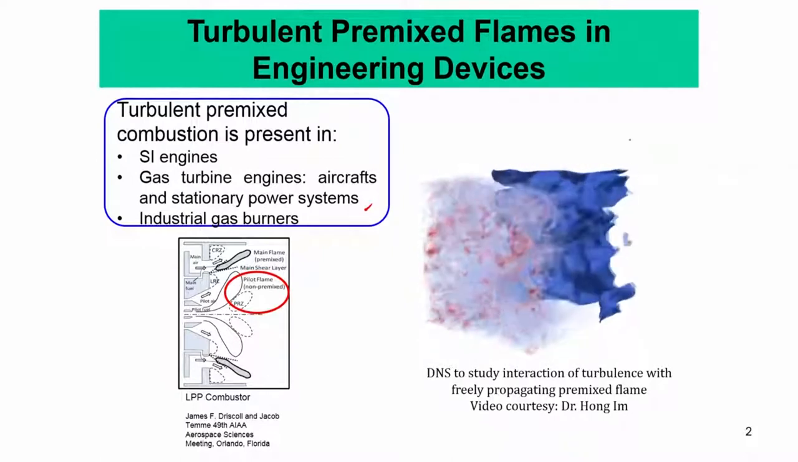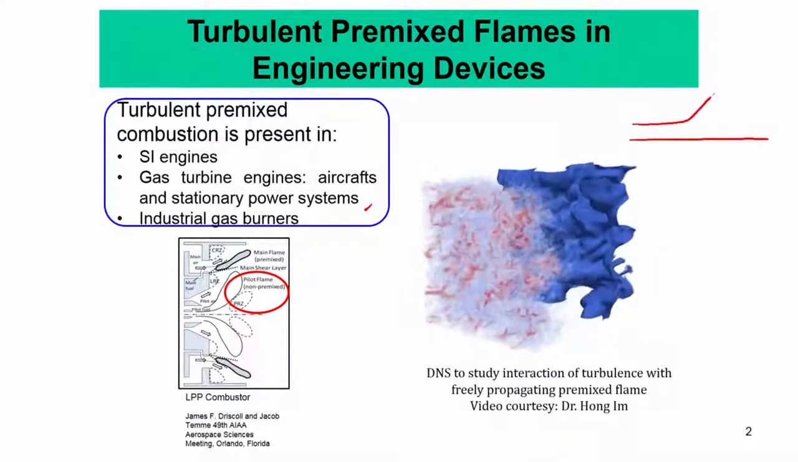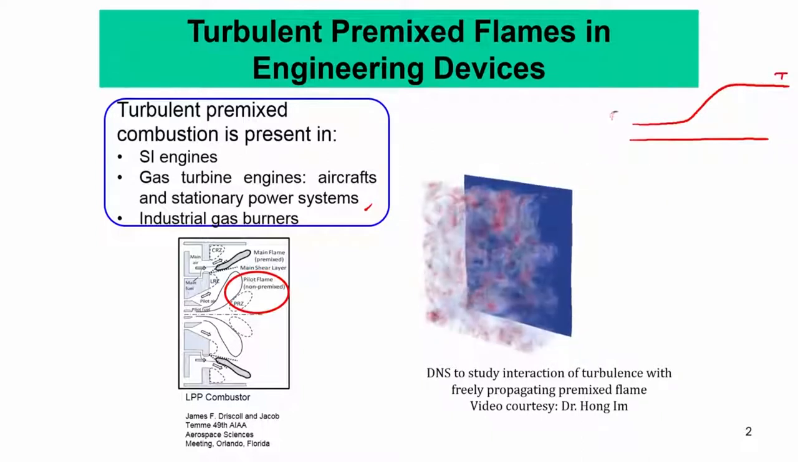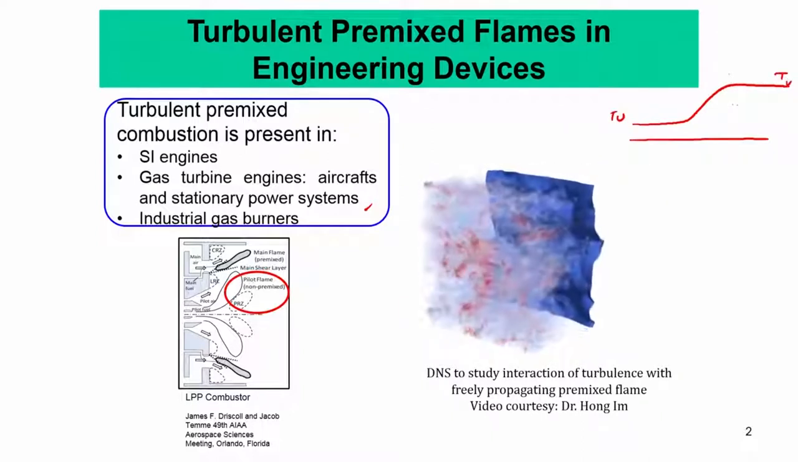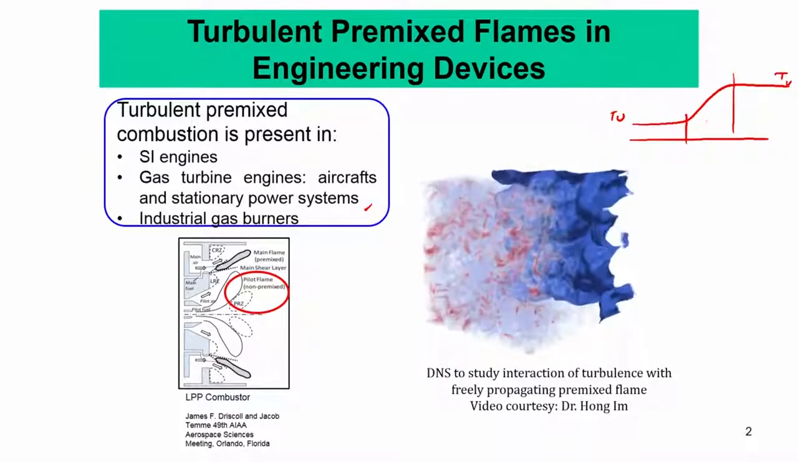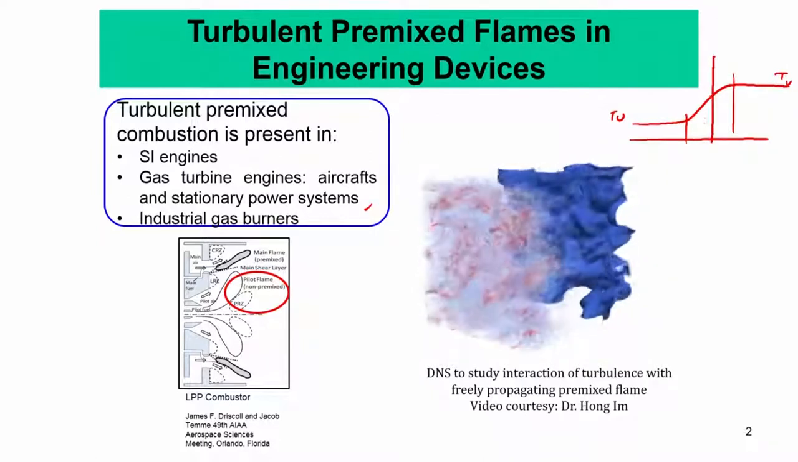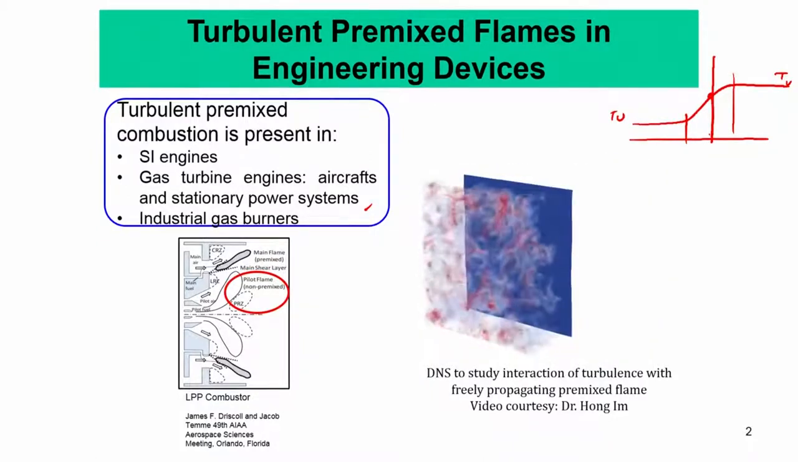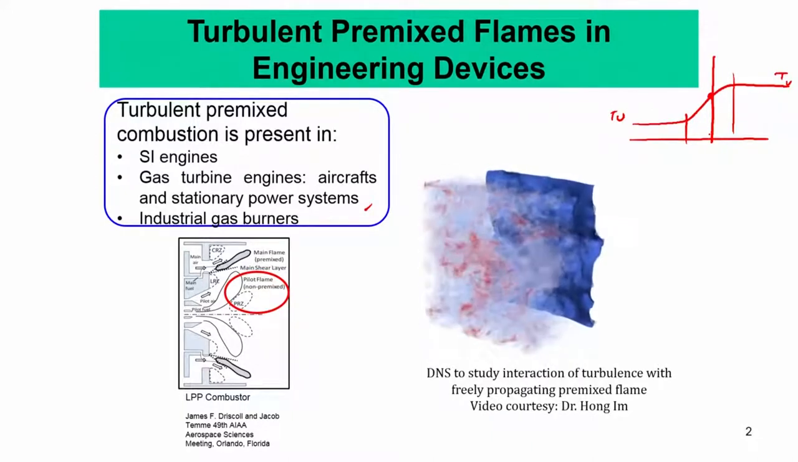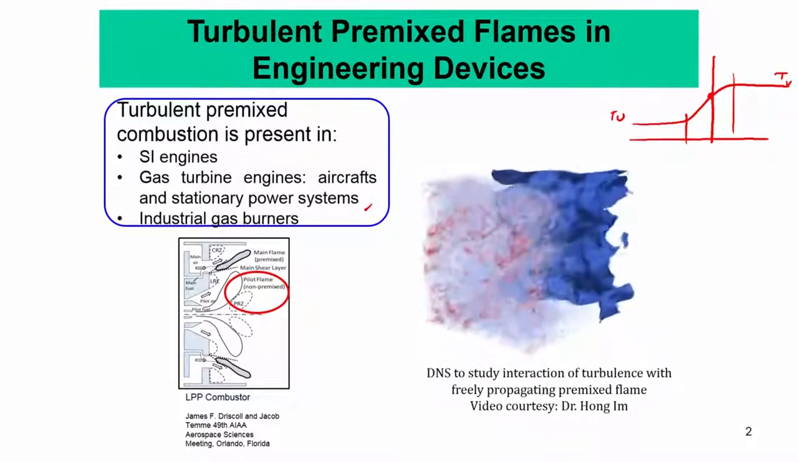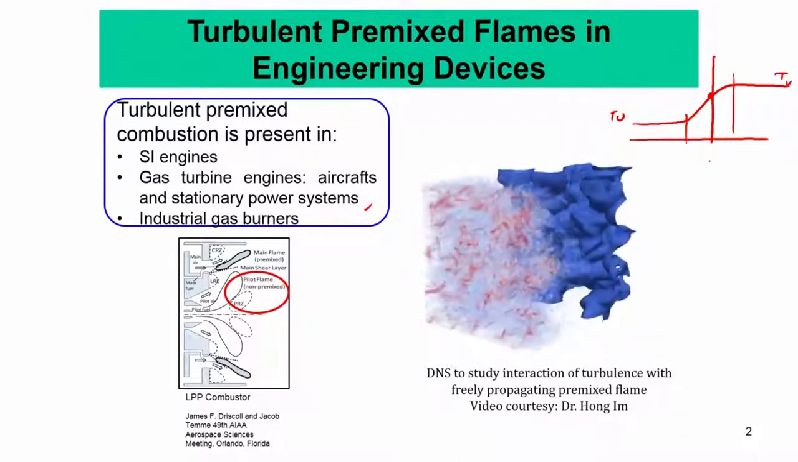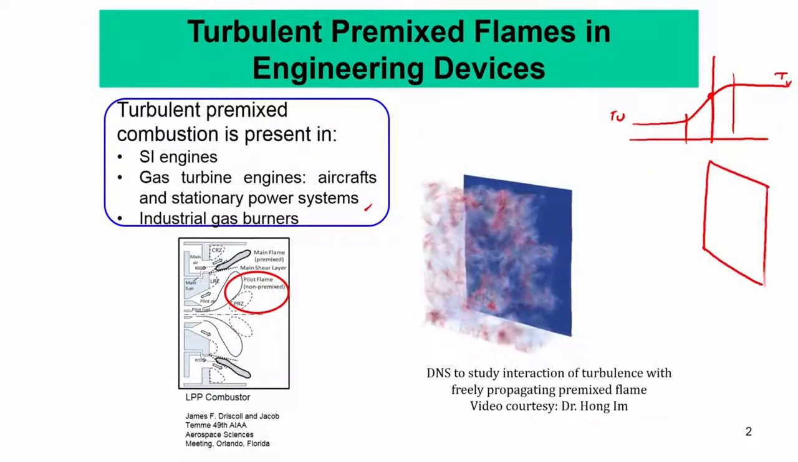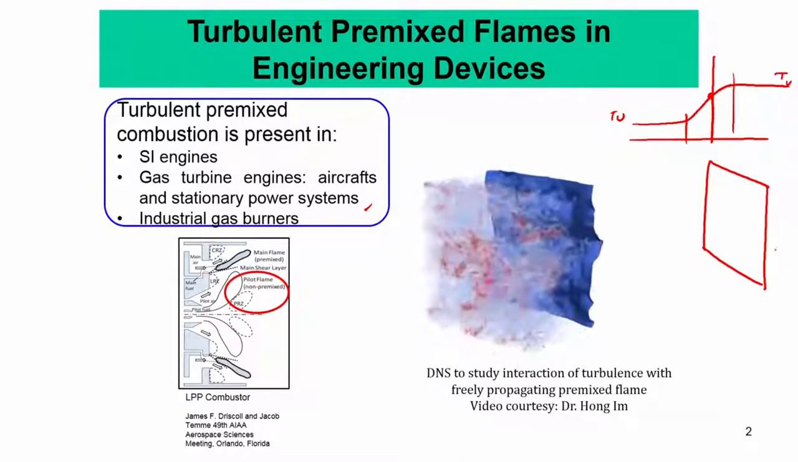So, you see that the premixed flame has this kind of a structure, right? The temperature increases like this: this is unburned, this is burnt, and this is the burnt gas temperature, this is the unburned gas temperature. You can select one particular temperature inside that, which is 500 Kelvin, and when you look at it in 3D, it is essentially a flat surface like this if it was a planar laminar premixed flame.